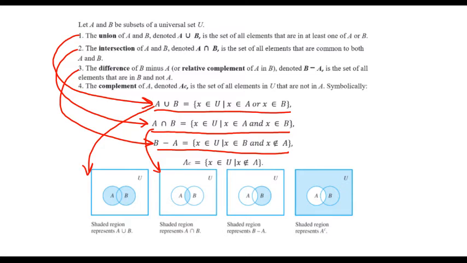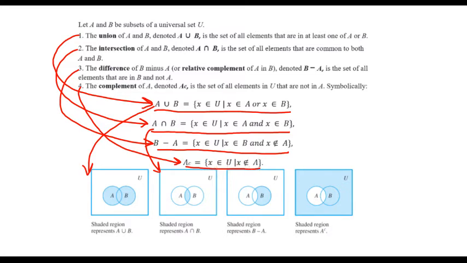And the last definition is a definition of complement of A. This is the last operator that we have. And basically it says complement of A, denoted by A superscript C, is the set of all elements in U that are not in A. Symbolically, we show this definition using this equation right here. We say A superscript C is equal to the set of all elements X belongs to U such that X does not belong to A.